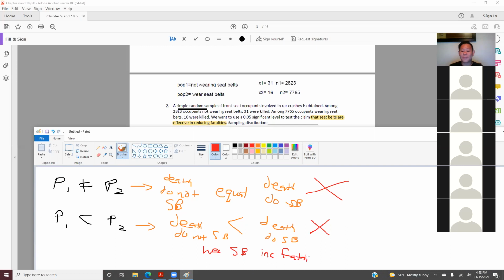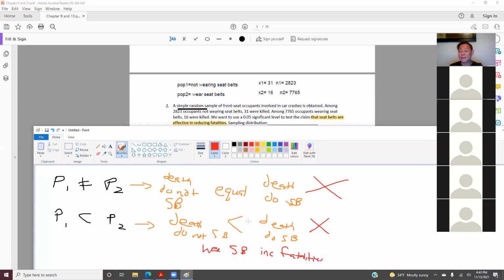If you do it this way, the people who die from wearing seatbelts is more than those who do not wear seatbelts. This is wrong. So the correct answer in this case is P1 greater than P2. This is the correct one.